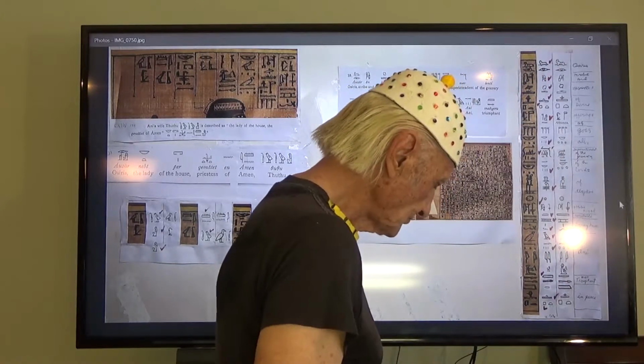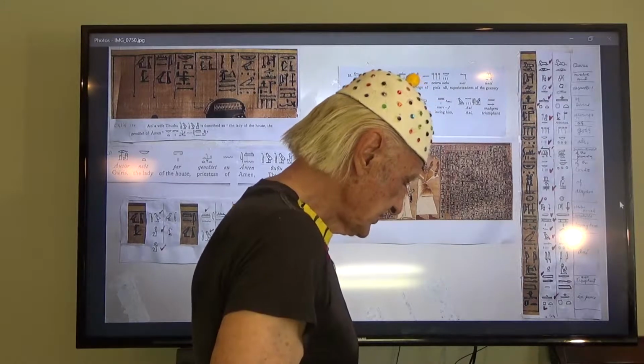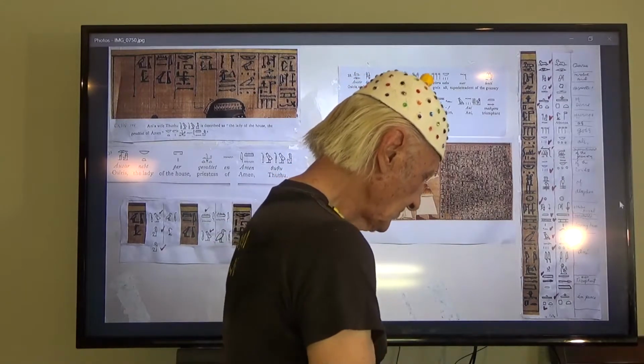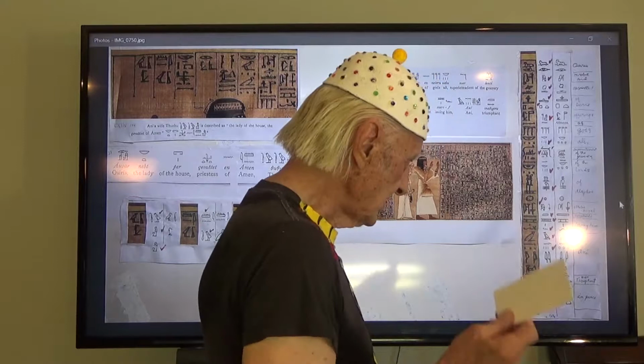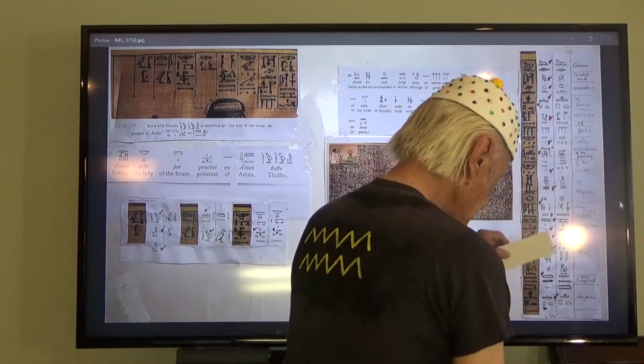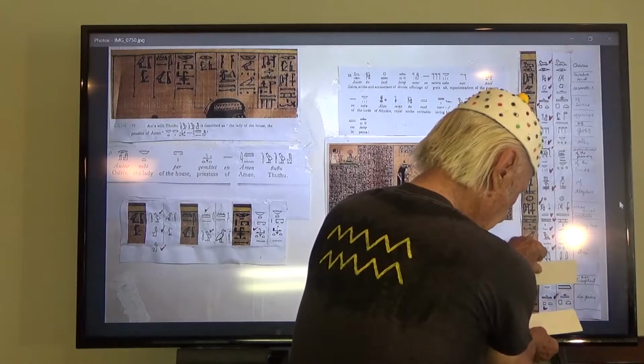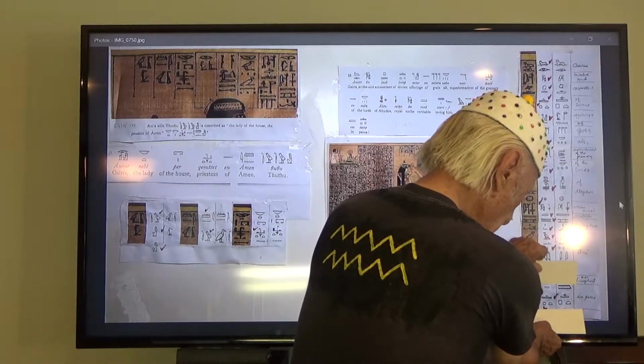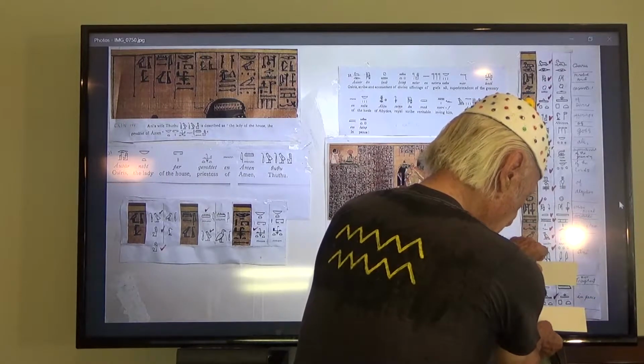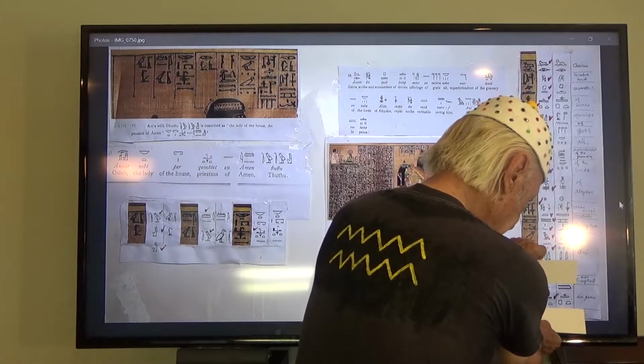Now, I'm going to go to the translation of E. Wallace Budge. Now these 4 hieroglyphics right here, according to him mean in peace. Now tell me why. What method did you use to arrive at that conclusion? They don't mean that.